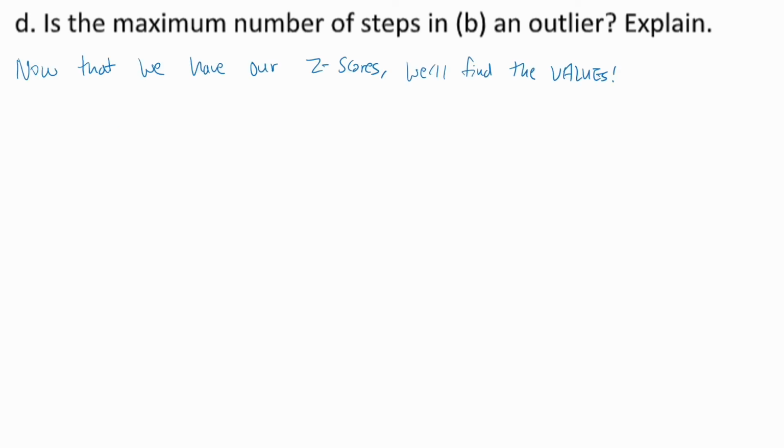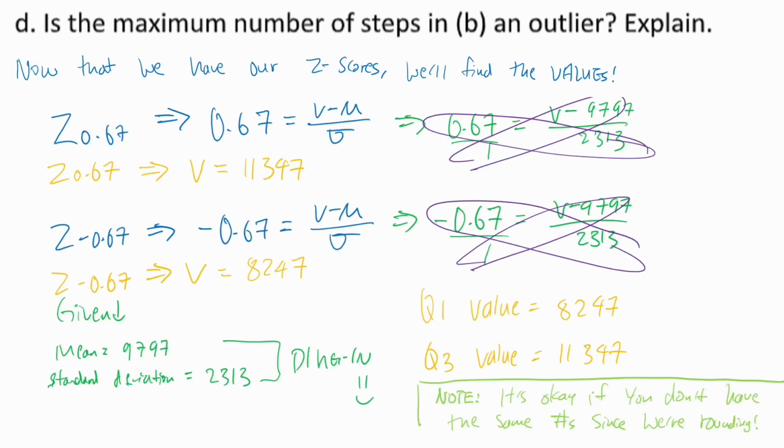Now that we have our z-scores, we'll find the values. Using the z-score formula, we plug in everything we know. So 0.67 equals value minus mean over standard deviation. Cross multiply, and we get the value is 11,347 steps. Same thing for negative 0.67, plug in everything we know, and we get the value is 8,247 steps. Note that it's okay if we don't have the same numbers since we're rounding.